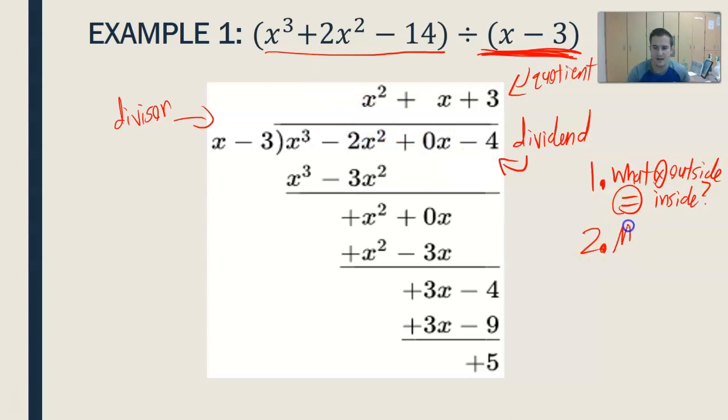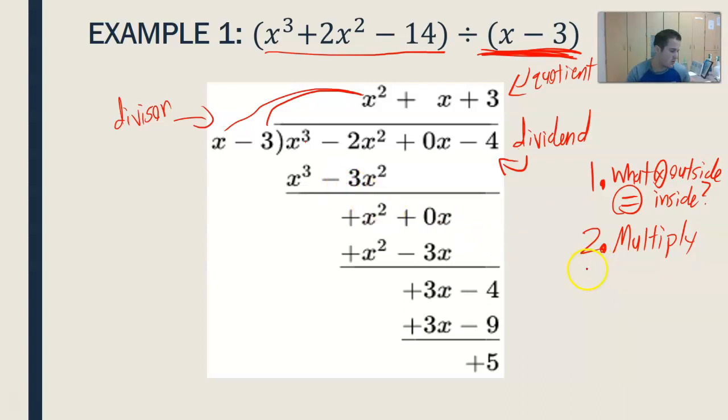My second step is I need to multiply. So I multiply x squared times this term right here. X squared times x is x cubed. X squared times negative 3 is negative 3x squared. So I distribute x squared, multiply it by this whole term, and I get x cubed minus 3x squared.